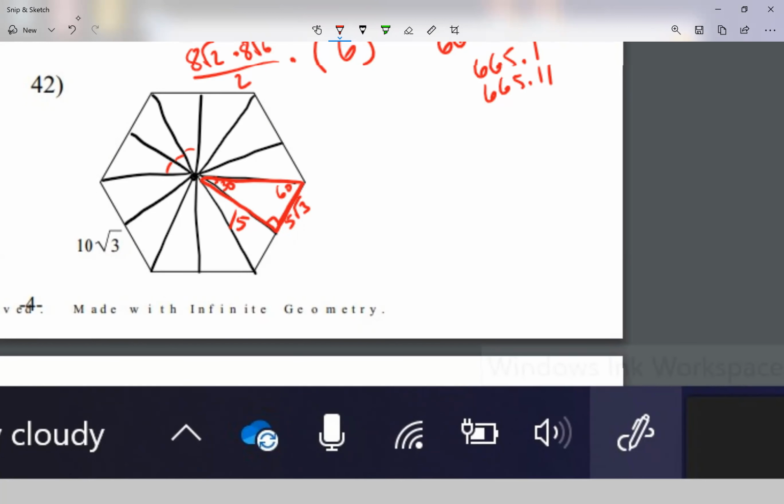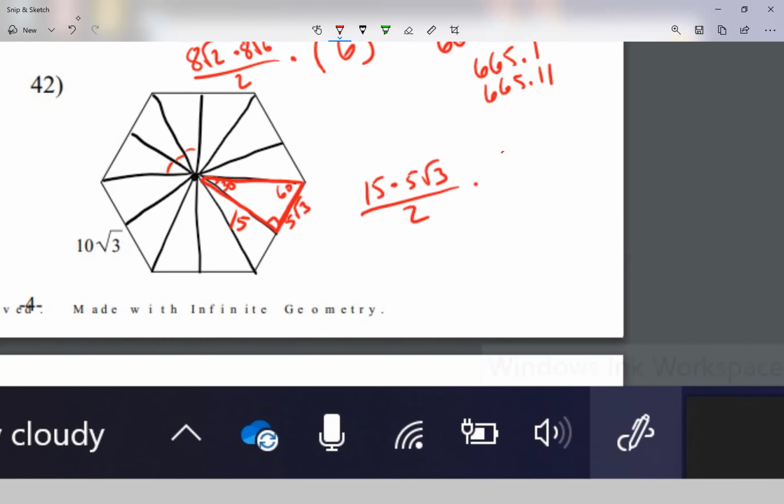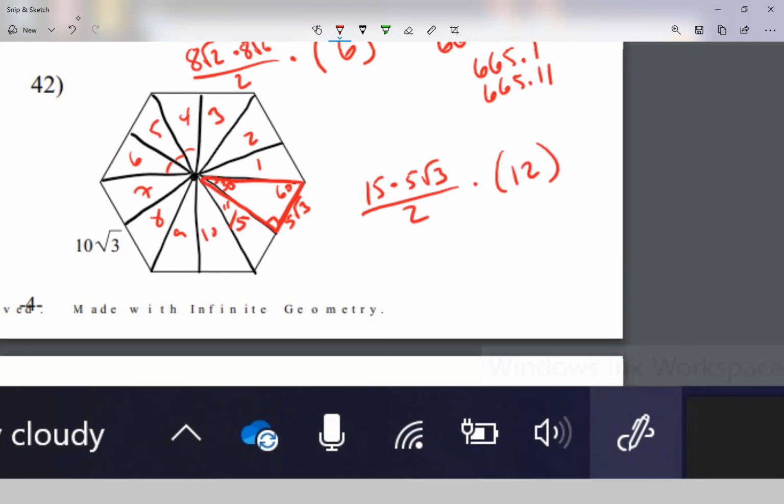Okay, so I'm going to go 15 times 5 radical 3 over 2. And whatever I get, I'm going to multiply this by 12. If you count your triangles, 6, 7, 8, 9, 10, 11, and 12. There's 12 triangles. That's why I multiply this by 12. So let's see. 15 times 5 square root of 3 over 2. So I get my triangles and then times 12.